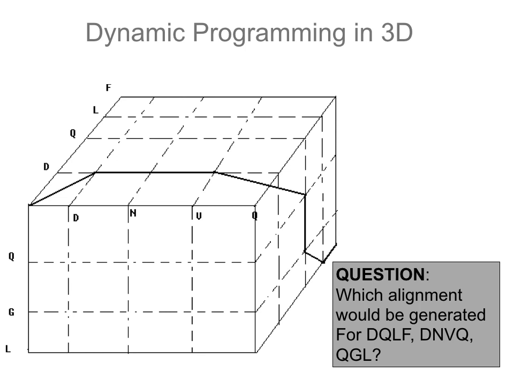Now, one idea is that it's actually not really so difficult to do a multiple sequence alignment. We know how to do it in 2D with a two-dimensional dynamic programming matrix. We could just expand this matrix into 3D. So here we have three sequences, QGL, DMNVQ, and DQLF. And instead of a matrix, we've got a cube. And what we're looking for now is the shortest path from the bottom right back cell to the top left front.